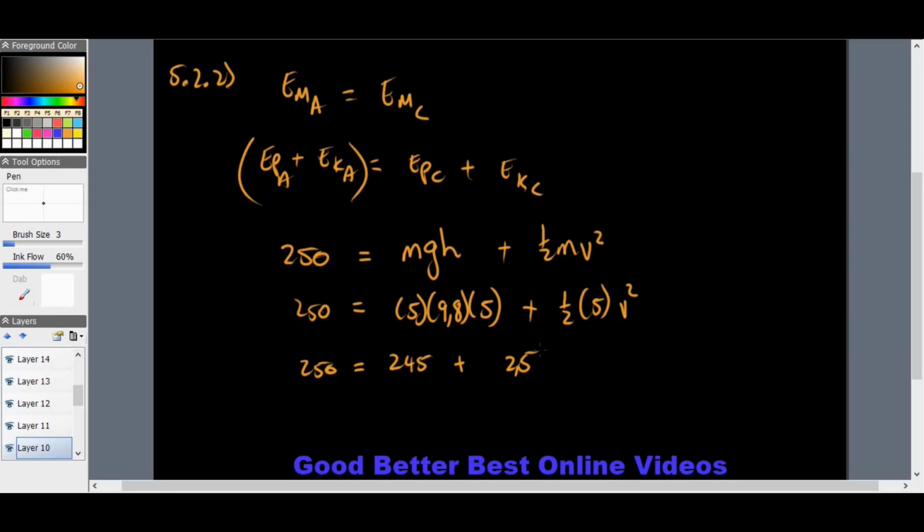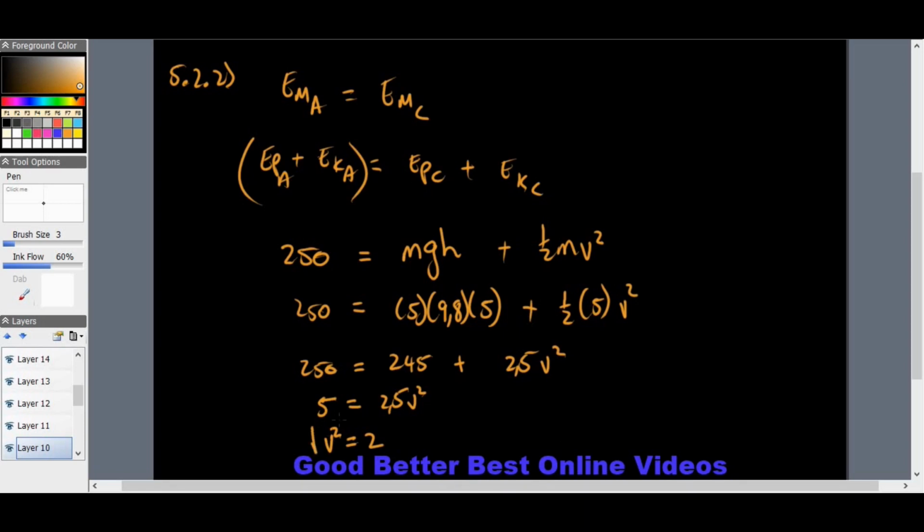In fraction terms, that'll be 5 over 2 actually. But anyway, just leave it at 2.5 v squared. Leave it in this decimal form. That's okay. So then, let's see. 250 minus 245 gives me 5, which is equal to 2.5 v squared. Divide both sides by 5. 5 divided by 2.5 gives me 2. So v squared is going to equal 2.